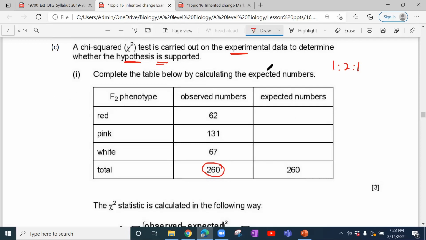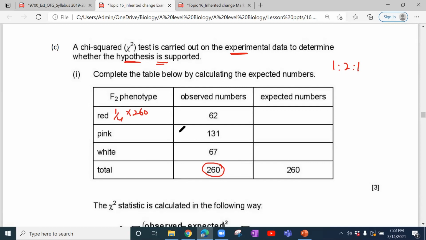So use the same ratio to work out the expected value. So let's do it here. Since sum of ratio निकालेंगे, तो you're getting a 4. So I'm doing for red right now. So 1 divided by 4 times 260. Let's see what we get. So 260 divided by 4, you get a 65. So expected number is a 65.